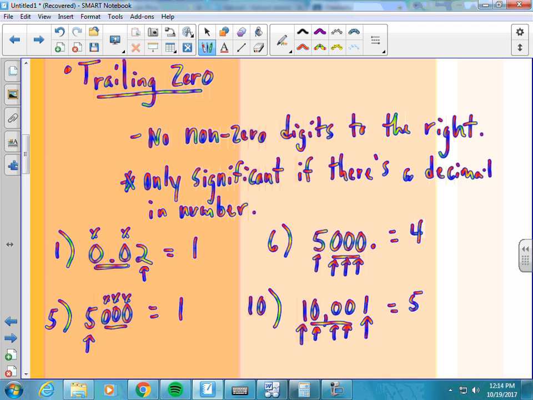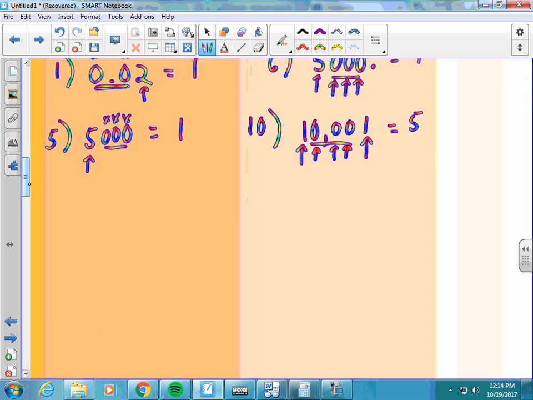Number 4. So number 4 is 501 point 0. So significant, significant. What about that first 0? What kind of 0 is it? It's a middle 0. Those always count. What kind of 0 is this at the end? Trailing. Trailing counts if there's what? A decimal. Is there a decimal in this number? 4 significant figures.